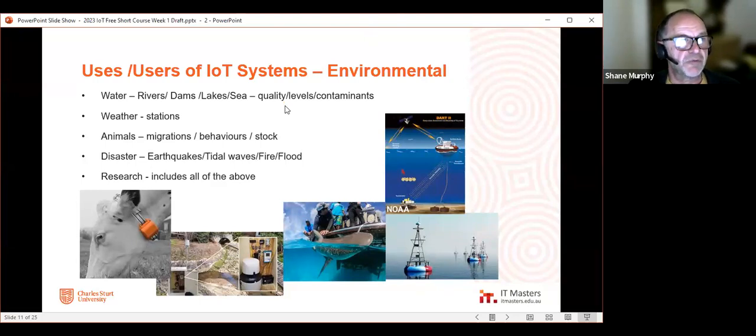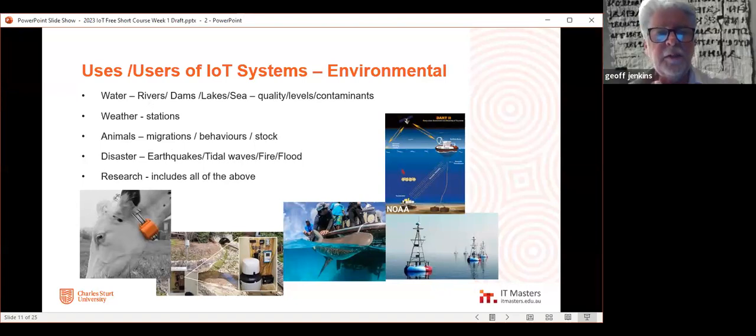But yes, if you're looking at different users and uses of IoT systems, there's a group that I call environmentals. It's people measuring rivers, dams, lakes, sea salinity, tidal waves, fires, floods, weather stations, contaminants in the water for dams, all of that sort of stuff. And Jeff, you've had experiences with disasters. Yeah, I've had a few disasters in the wild.